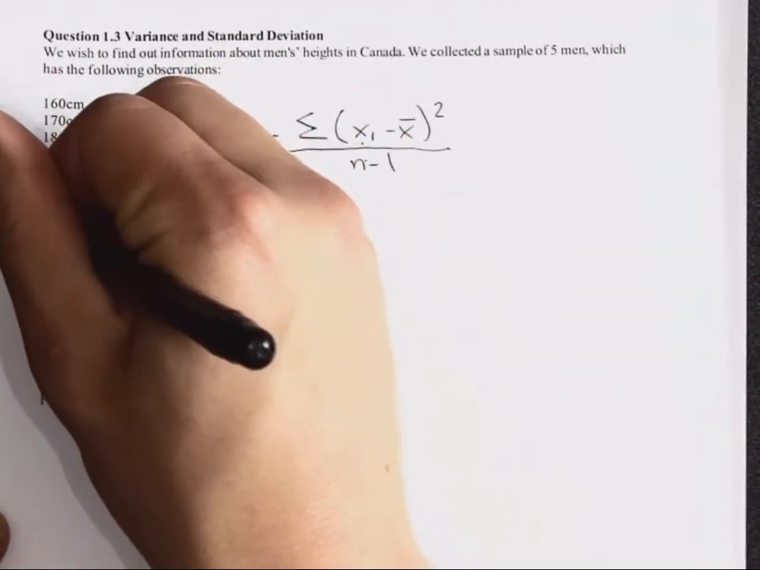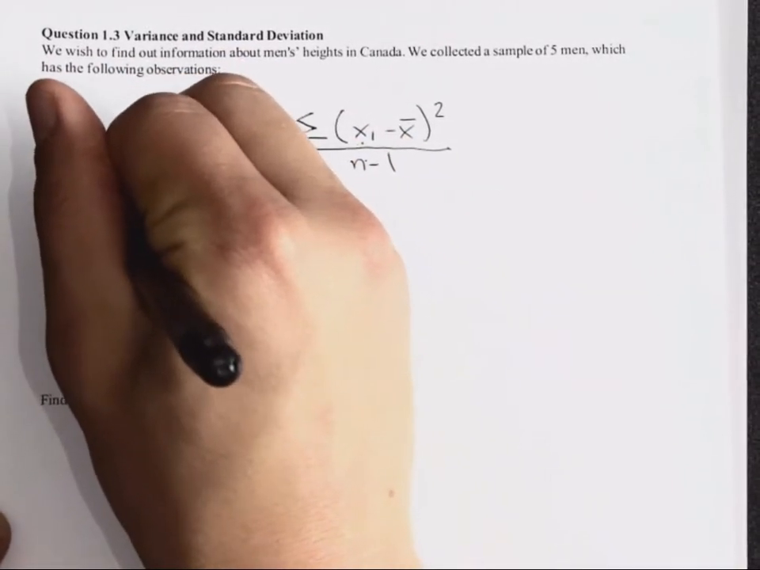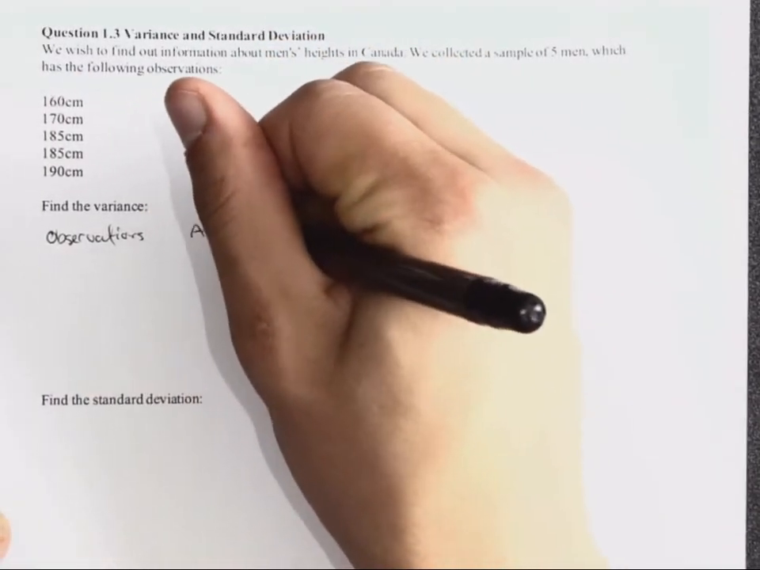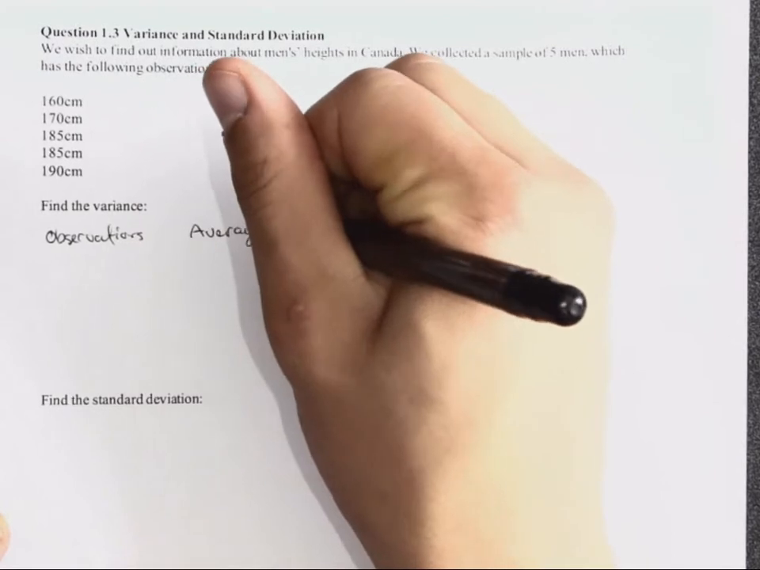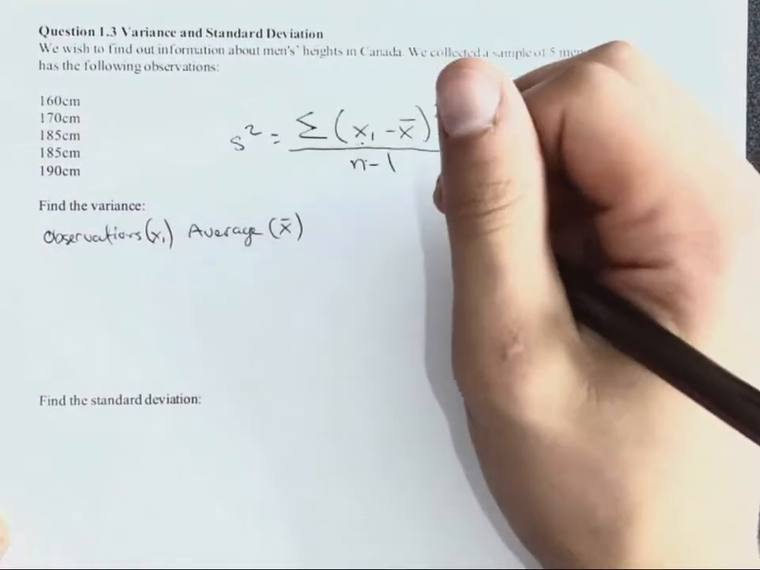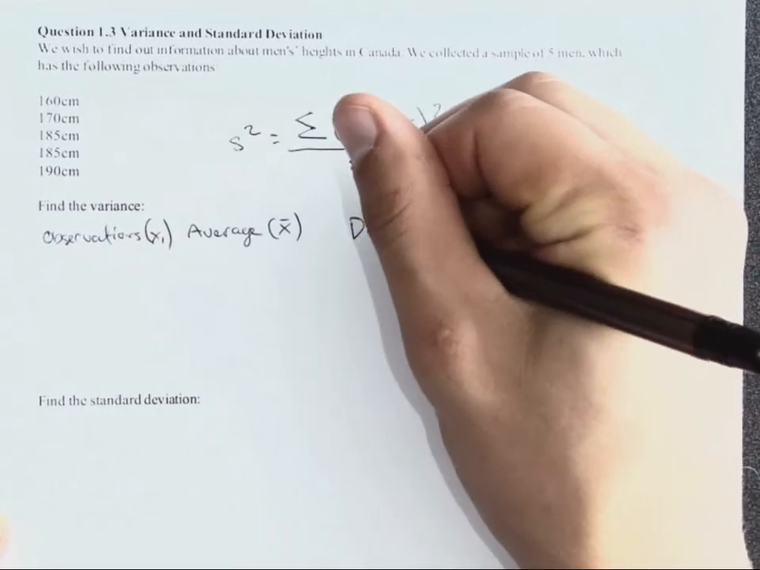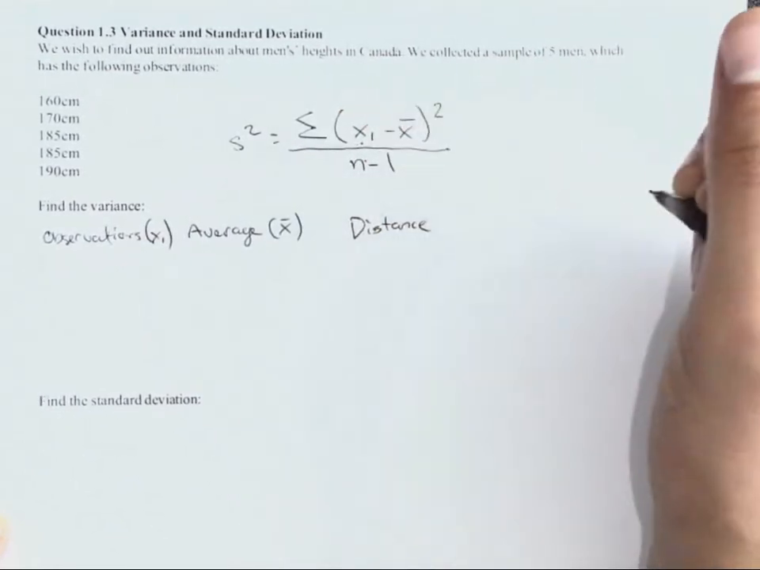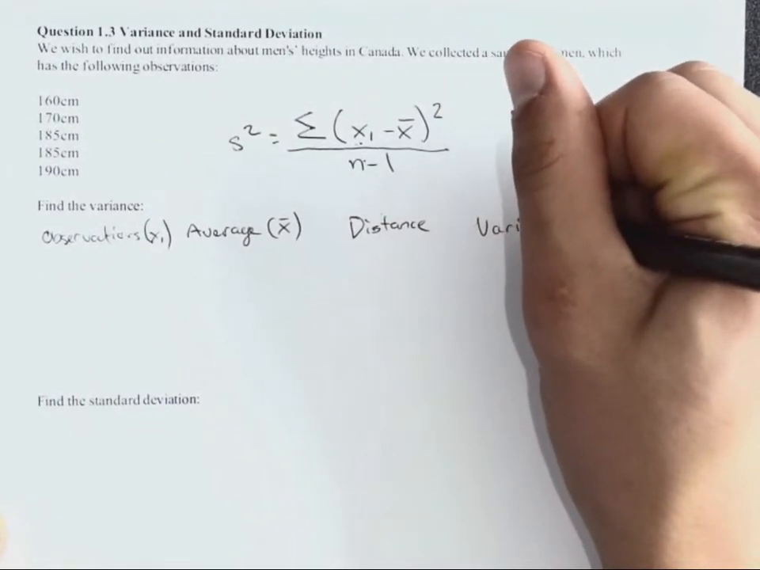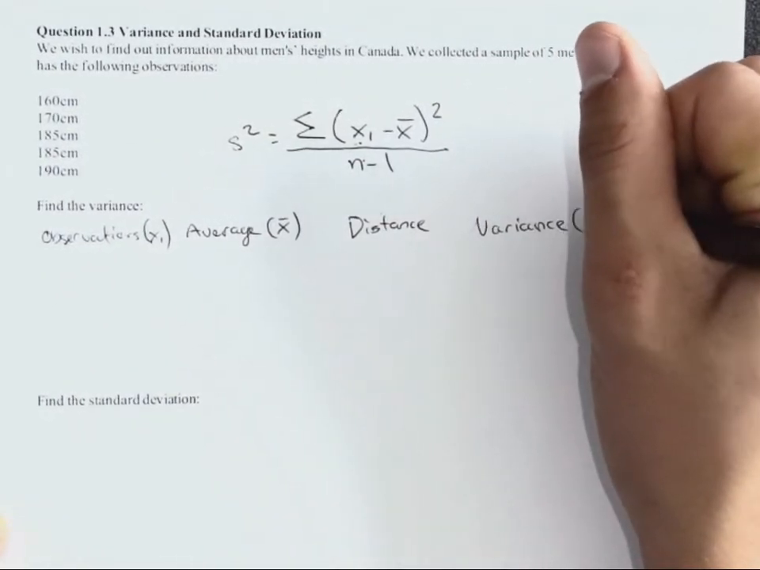We have our observations, our average or our mean, and this would be our distance, and our variance, which is the squared amount.